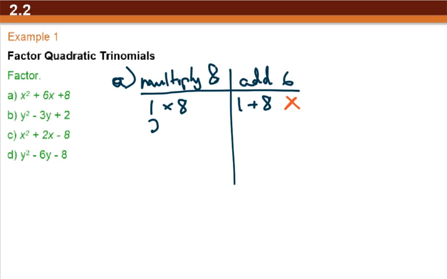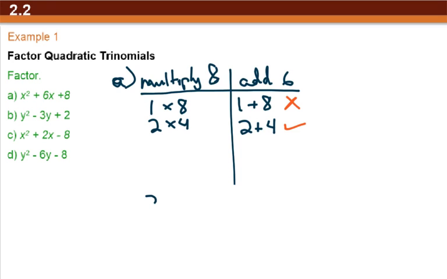Now we'll move on. Next number bigger than 1 is 2. And 2 times what gives us 8? Well, 2 times 4. Go over to the addition side and see what 2 plus 4 gives us. Gives us 6. That's what we're looking for. So that's our combination.